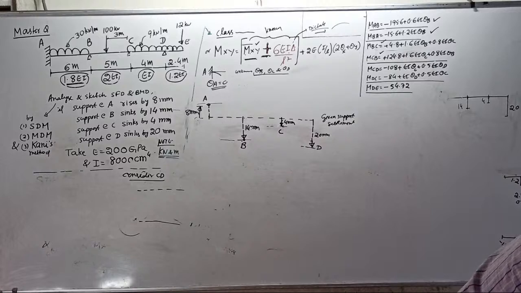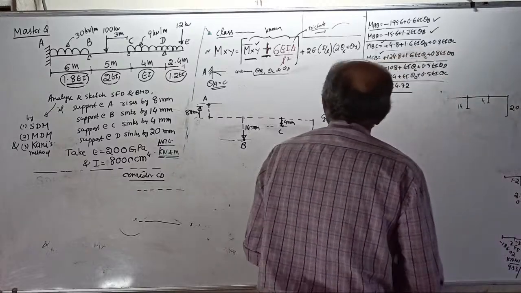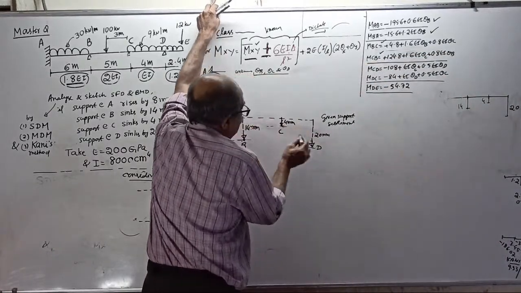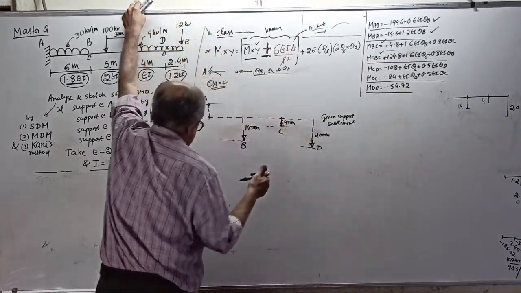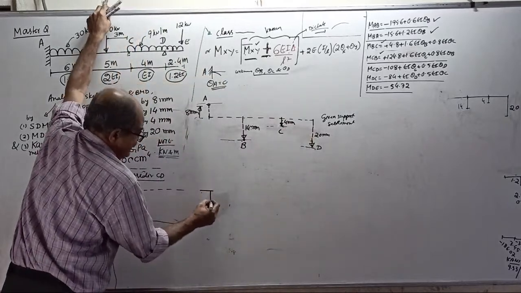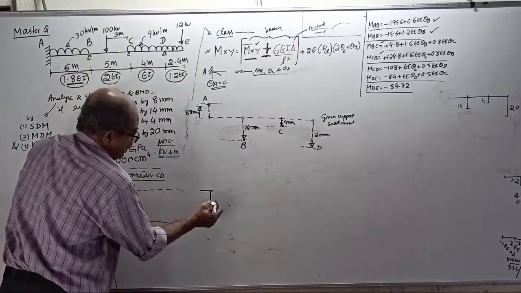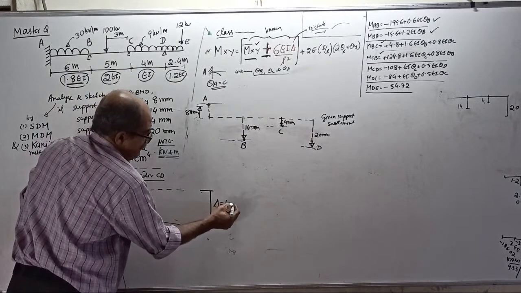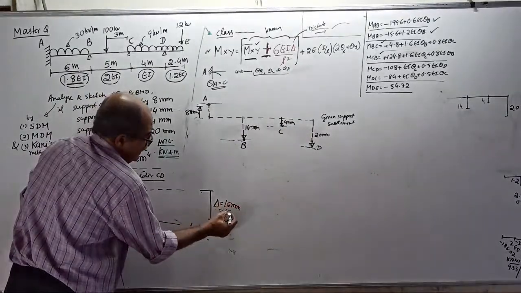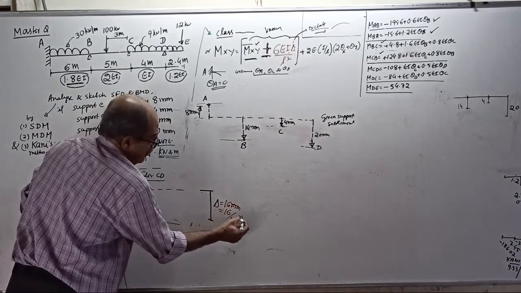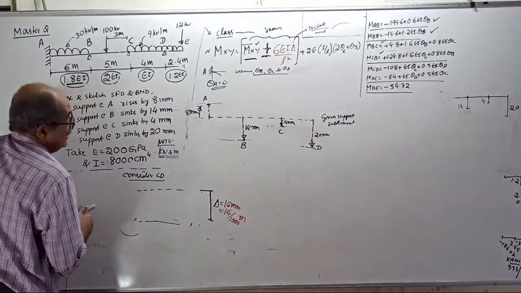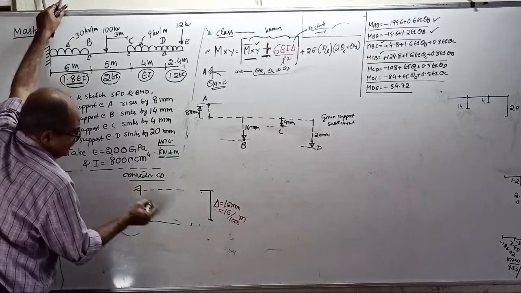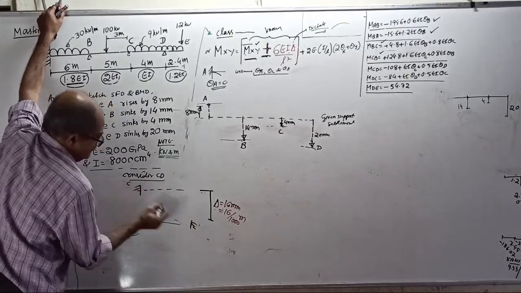When I go for CD, which is the upper side? C is the upper side, delta is 16. Why? This is 4, this is 20, the difference is 16. So, delta equals 16 millimeter, or 16 by 1000 meter. Remember, we are solving the master question, and C is upper side, D is lower side.